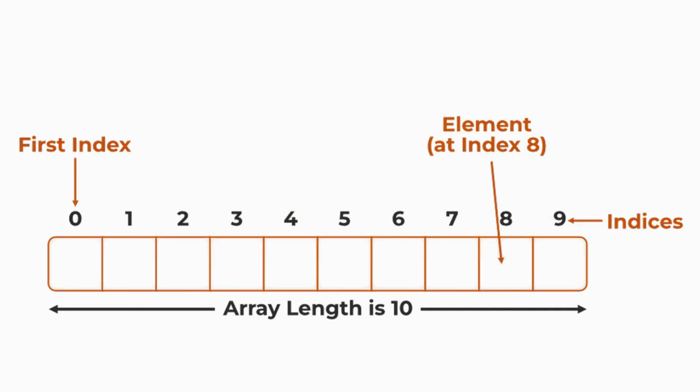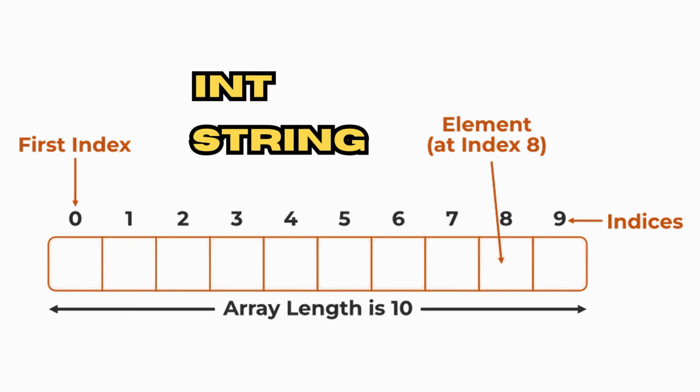Now, object arrays in Java. Arrays usually hold simple data types like int or String. But sometimes we want to store more complex data, like a list of products, each with a name, price, and quantity. For that, we use object arrays.